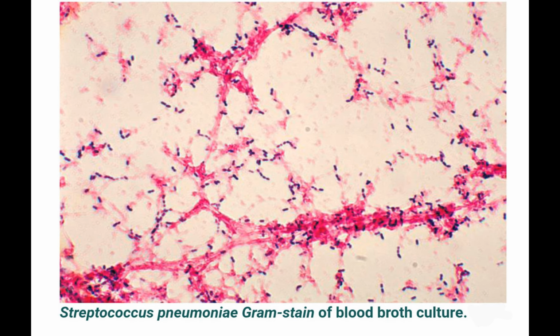And basically pneumococcus will be diplococci. Pneumococcus will be diplococci, lancet shaped and purplish colored, so these are gram positive, and these are encapsulated, with a polysaccharide capsule present.